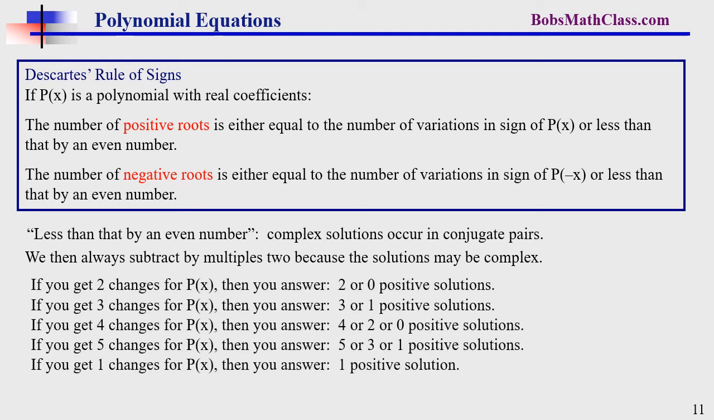So here are some examples. If you get 2 changes for p of x, it's 2 or 0. 3 or 1. 4 or 2 or 0. 5 or 3 or 1. If it's 1, then it's just 1 because we can't subtract 2 from 1. Okay, that's for p of x. Now, for p of negative x, that means we replace x with negative x and then simplify it. And then we're going to count the sign changes.